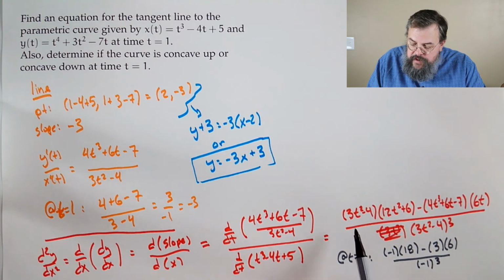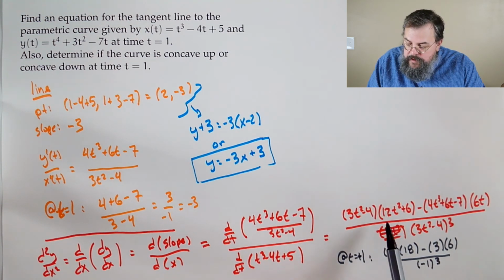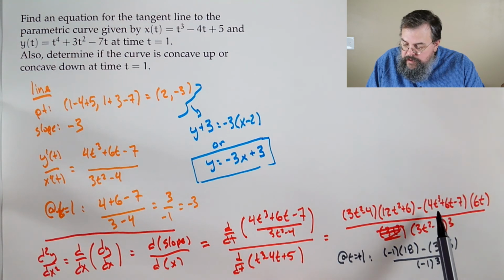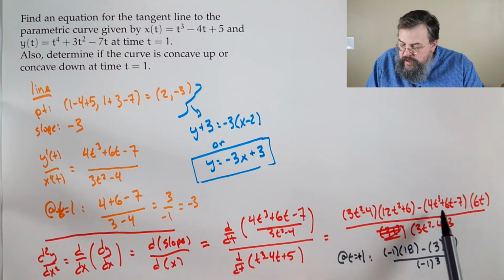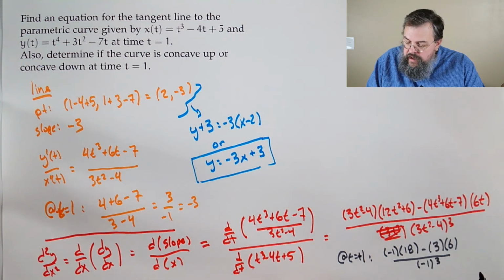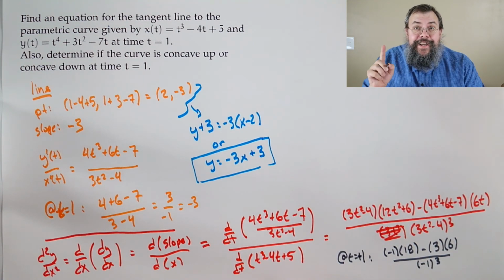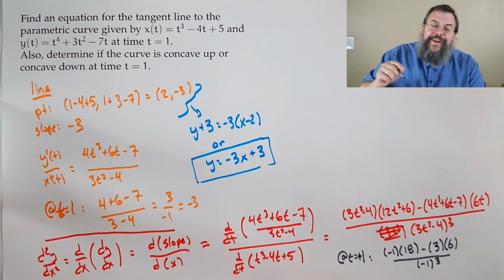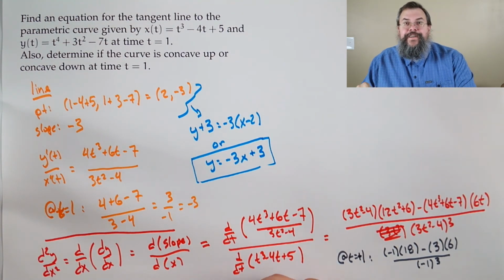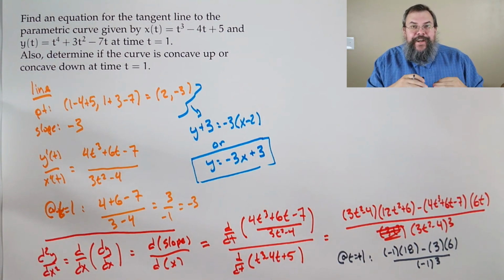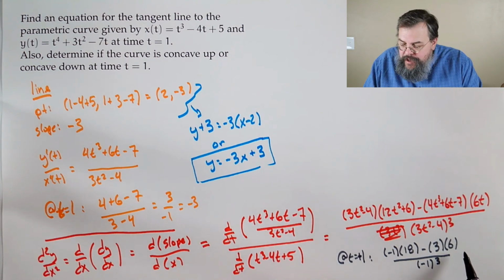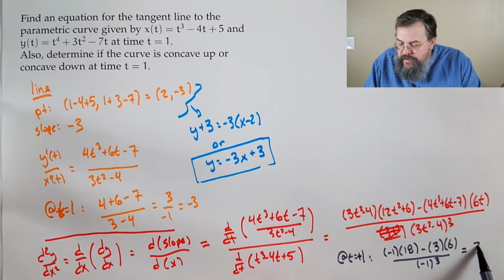Okay, I just want to double check. 3 minus 4, yep, negative 1. 12 plus 6, 18, yep. Here, 10 minus 7, 3, good. 6, yep, that's all good. Don't forget the minus. So we have minus 18 minus another 18. That looks very negative, but we're also dividing by a negative, because negative 1 cubed is negative 1. So if we put all the signs together, we end up with a positive 36.